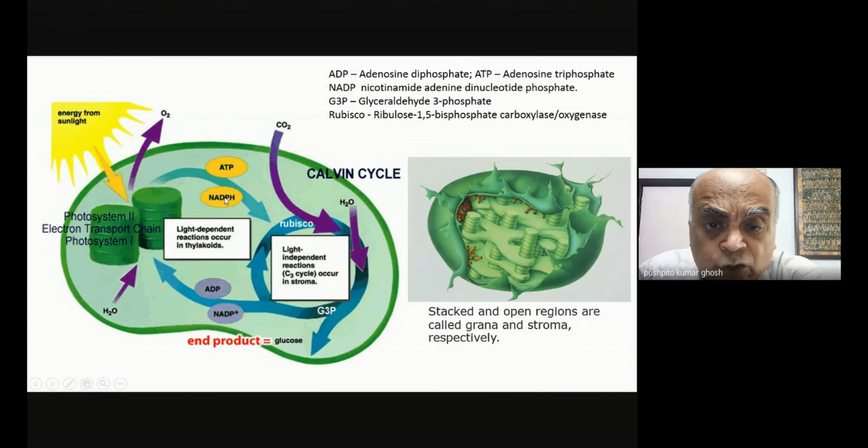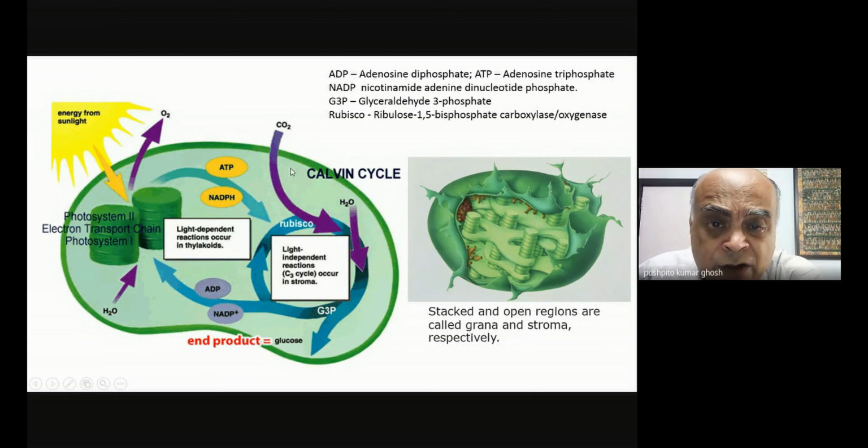And what they do is that they fix the carbon dioxide to form a 3-carbon entity. This is G3P, which is basically glyceraldehyde 3-phosphate, just like glycerol, except that it's got an aldehyde group. One of the OHs got converted into aldehyde and it is phosphated. That is your glyceraldehyde 3-phosphate, G3P. So broadly, this is what happens.